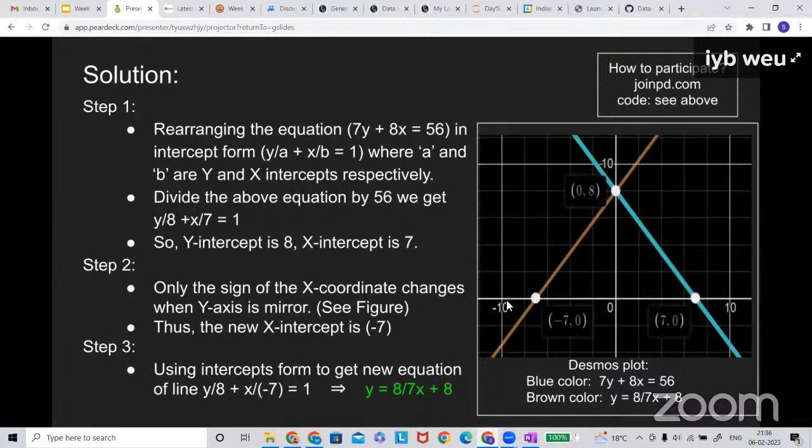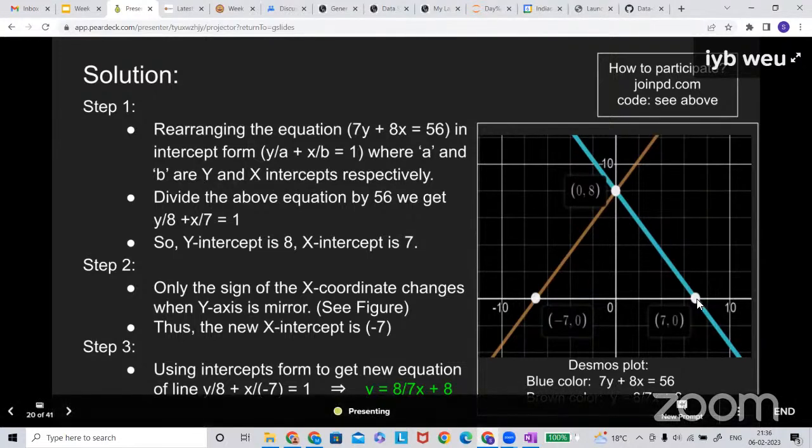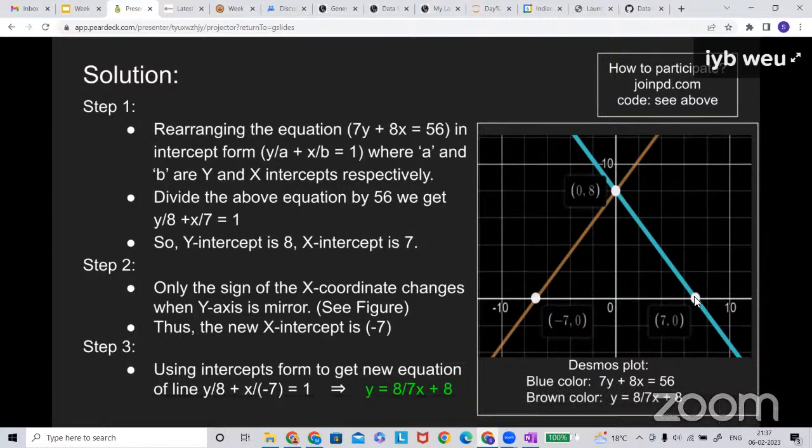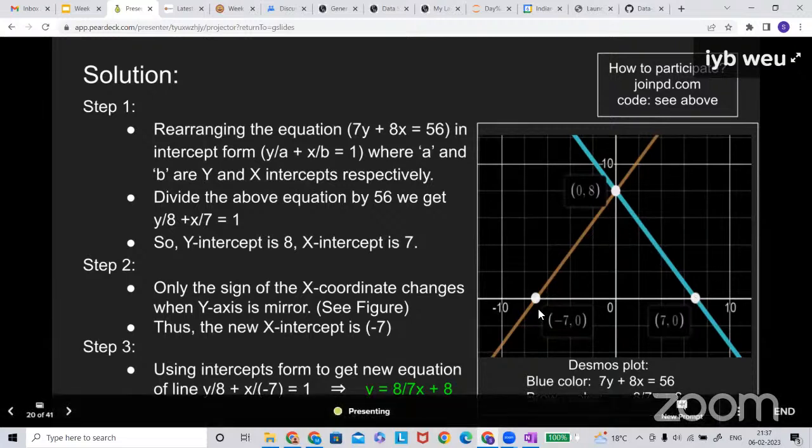Sir, I have a query here. Why are we changing this equation to the intercept form? Because it is easy: the y-intercept is going to be the same for the original and the mirror image, as you can see here. Only the x-intercept is going to change, and only the sign will change in the mirror case. That's why the intercept form is helpful to find the equation.